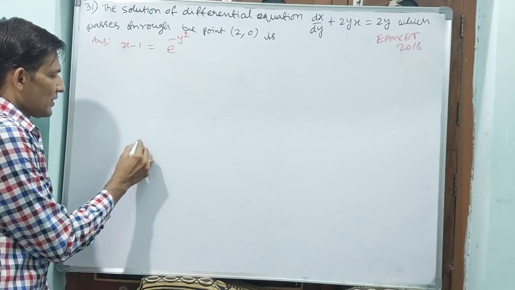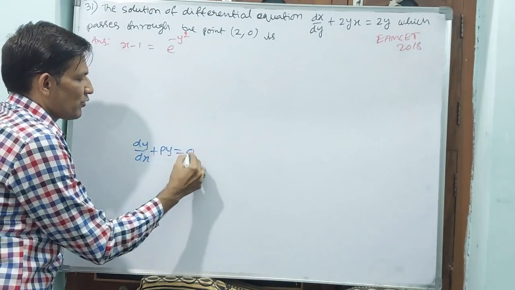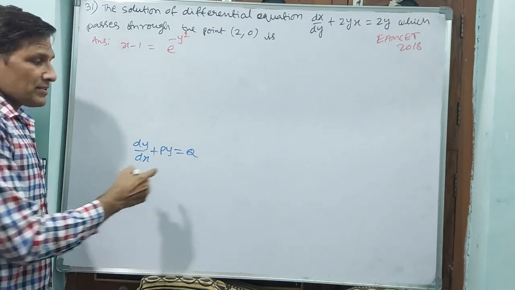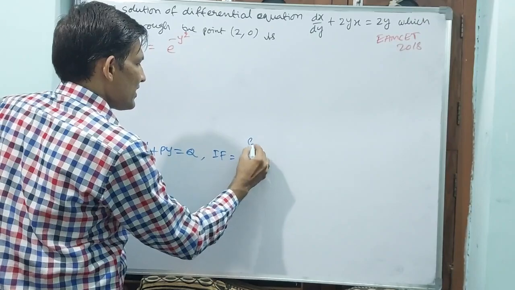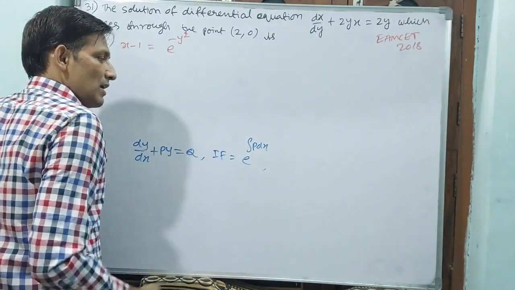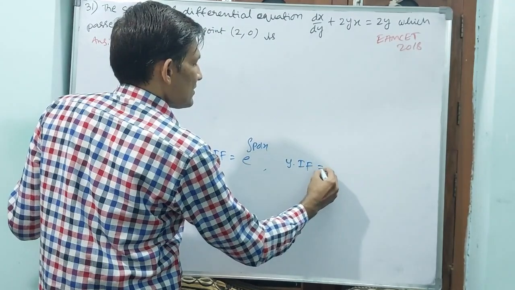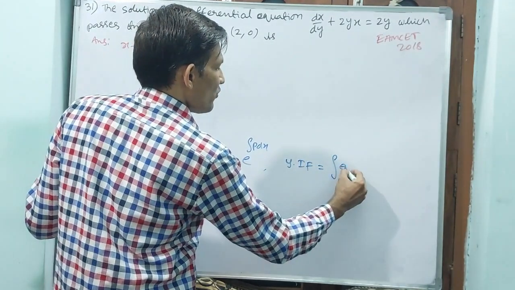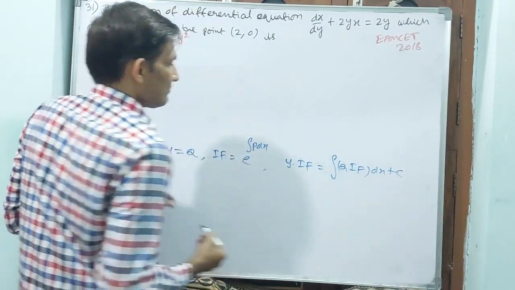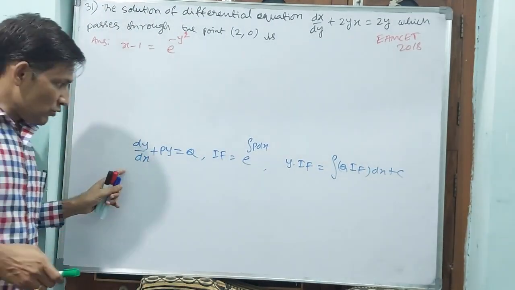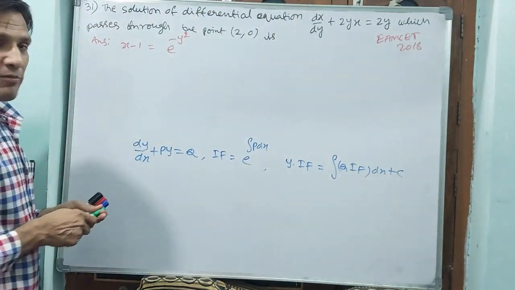You see, dy by dx plus py is equal to q. If it is such, then we are going to take the integral factor equal to e power integral p dx, and the solution will be y into integral factor is equal to integral q into integral factor dx plus c. Okay. Now you memorize only this. Accordingly you can change. You see how I am changing.